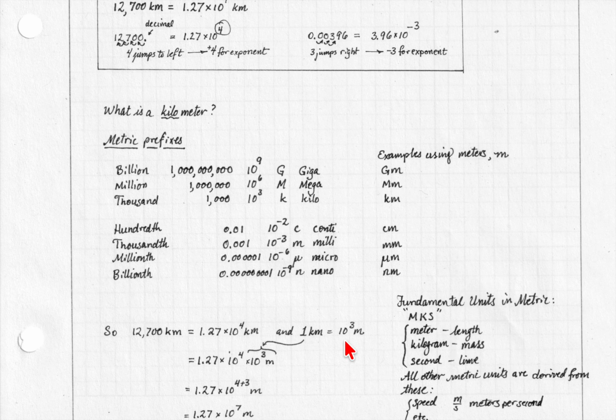By the way, yes, you could write 1 times 10 to the 3rd power meters, but you don't have to because it's just times 1, right? Anything times 1 is the thing. All right, so since we're multiplying by the kilometers there, that means we're multiplying by 10 to the 3rd meters. So 1.27 times 10 to the 4th times 10 to the 3rd times meters.